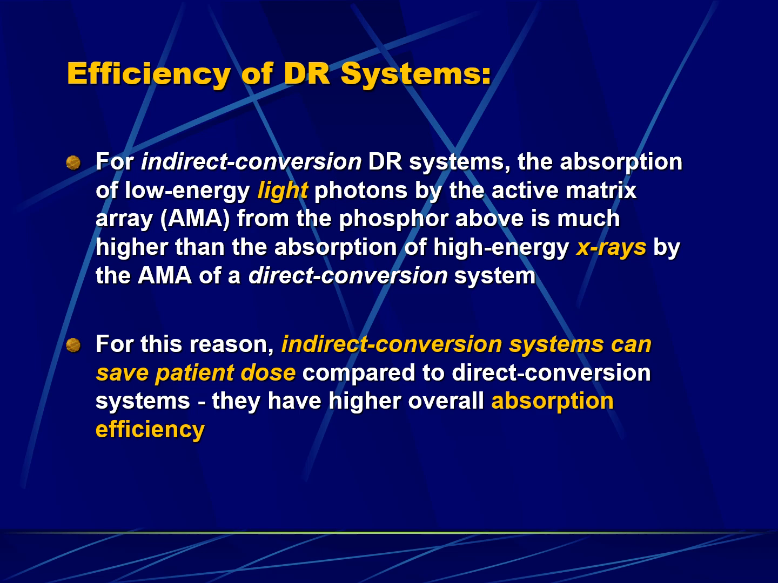So in the indirect conversion system, the absorption of low energy light photons by the active matrix from the cesium iodide phosphor is much higher than the absorption of high energy X-rays of a direct conversion system. So this is where I was saying photon counting is just a marketing gimmick. The detective quantum efficiency of the indirect cesium iodide detector is much, much higher than the direct DR detector amorphous selenium version. Okay? Indirect conversion systems can save patient dose compared to direct conversion systems. They have a higher overall absorption efficiency. Okay?